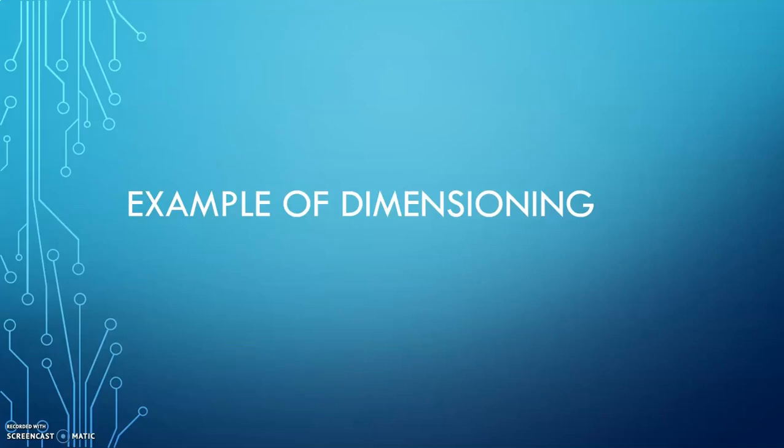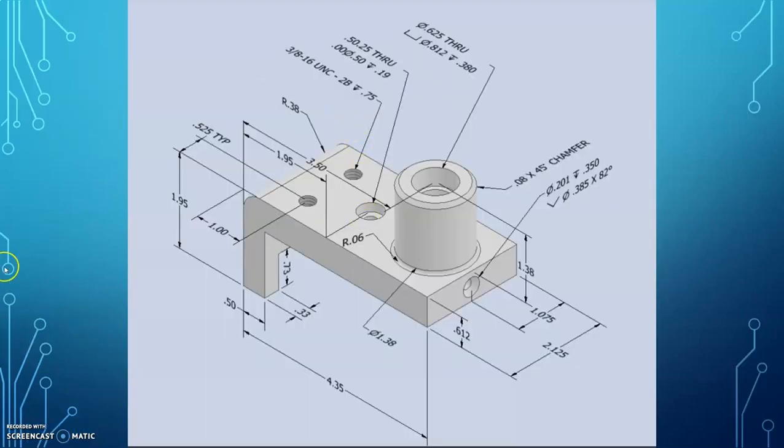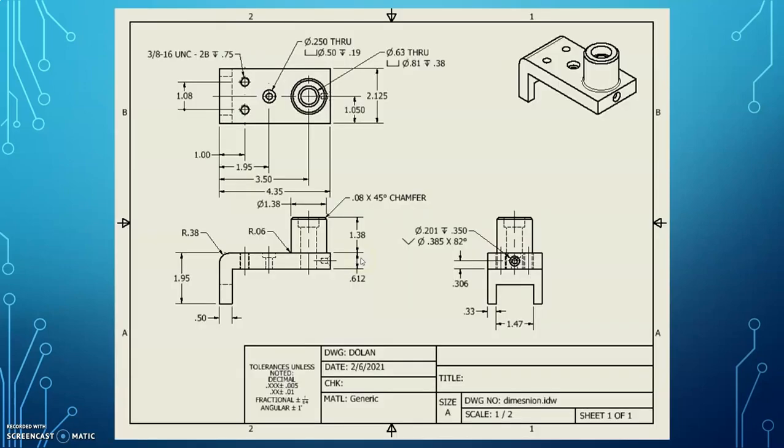All right, we're going to look at an example of how we would dimension in Inventor. Have this piece here, and I'll give you the drawing of that, and you can draw it. I will not go over how to draw this. It's a relatively simple drawing to make. What we're going to do with that is make a detailed drawing out of it and put these dimensions in here.